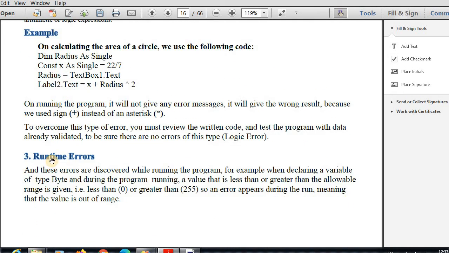Now the next one, number 3, the runtime errors. During the runtime, you find this error. You determine the data type here, for example, like the byte. Byte means a data type which is for the user to enter a number between 0 and 255, not less than 0 and not above 255. If the user enters a number more than 255, it will not work with the user, like this.